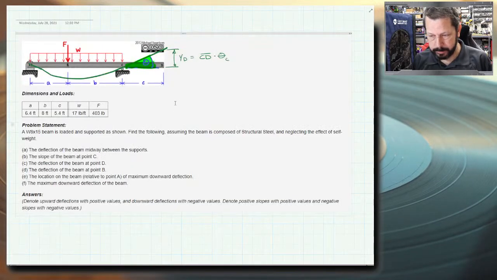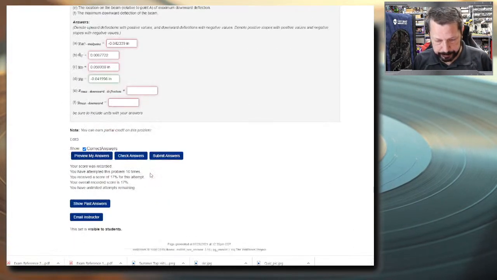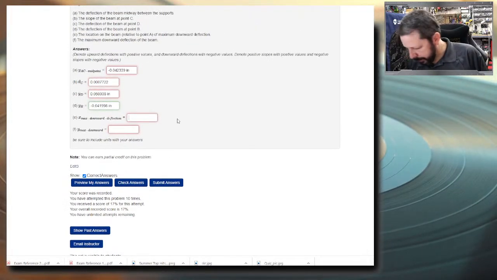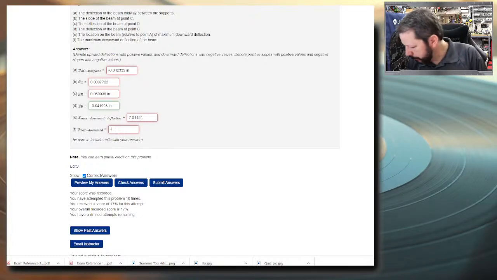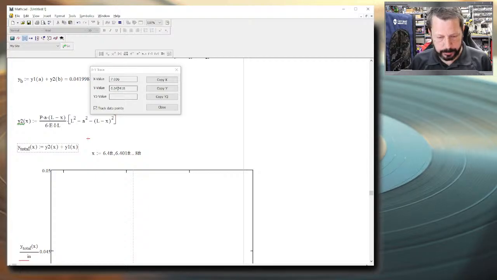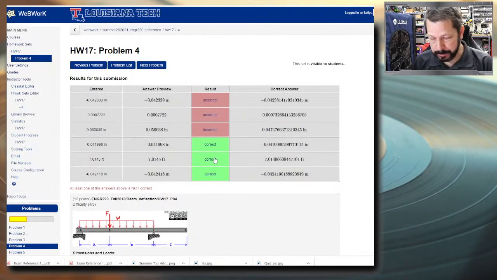So where did... There we go. WebWork. The X location, I had 7.0145 feet, and the amount of deflection I had minus, oh, I don't know, I didn't write it down, 042418 inches. It actually liked both of those.